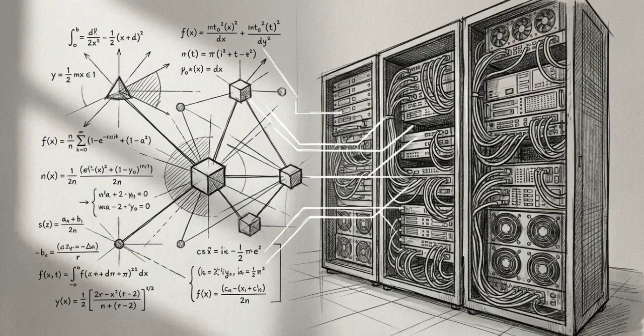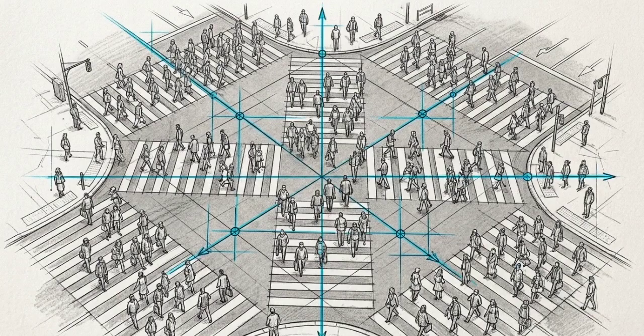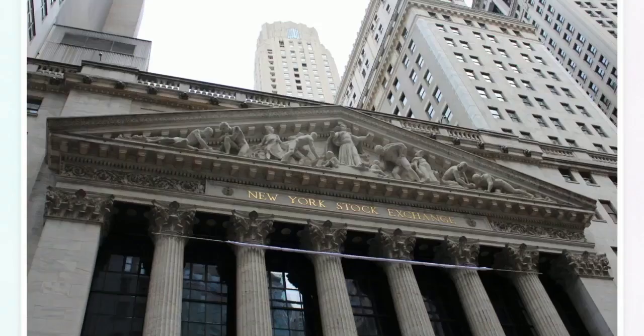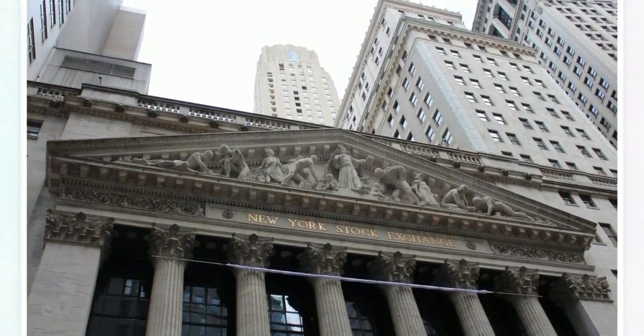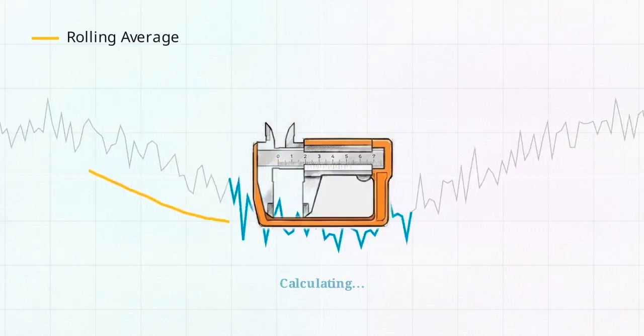Success in high-level tech comes from recognizing which mathematical pattern matches the physical constraints of a real-world problem. Once you recognize these patterns, you'll see them everywhere. The same sliding window used to block ticket bots is also used here, at the New York Stock Exchange, to track the rolling averages of stock prices.